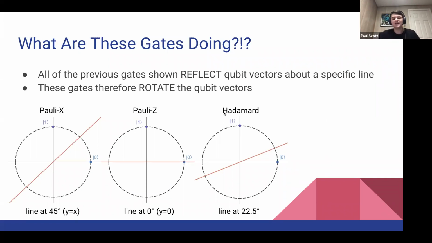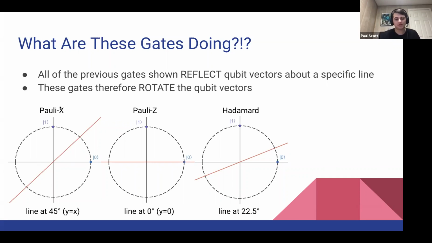But what's actually happening here is when we apply these gates, they're performing linear transformations. I mean, it makes sense, we're applying a matrix. But you can think about, at least for these 3 gates, that all of these vector representations of the qubit are being reflected about some line on the unit circle. And so in a sense, every quantum gate is rotating the vector of the qubit. It's making a rotation about the unit circle.